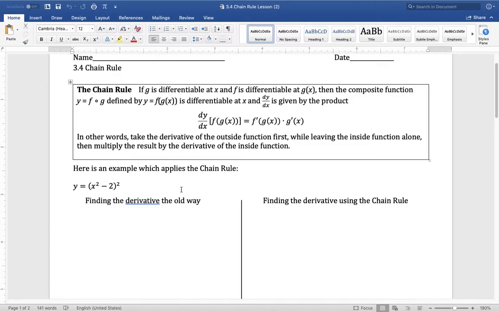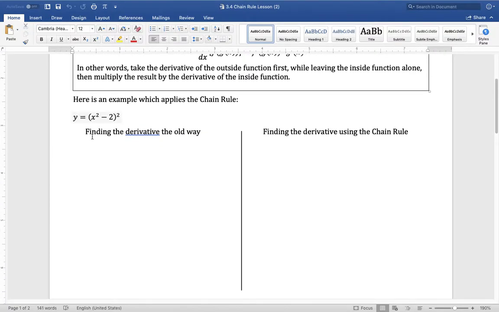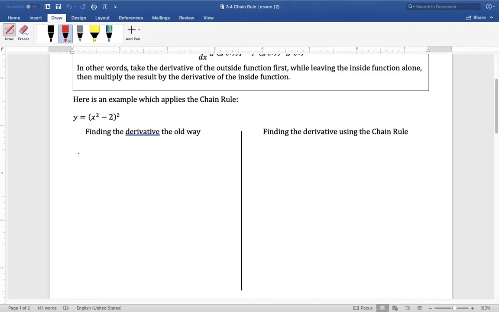So here's an example of a problem that we did the old way. We have y equals (x squared minus 2) squared, and the first thing you need to do, the way we were doing it before, is multiply this out. So I'm going to show you again how to do this part, which I think you already know. We're going to write it as y equals, and this part multiplied out would give you x to the 4th, minus 2x squared, minus 2x squared, which is minus 4x squared, and then finally plus 4.